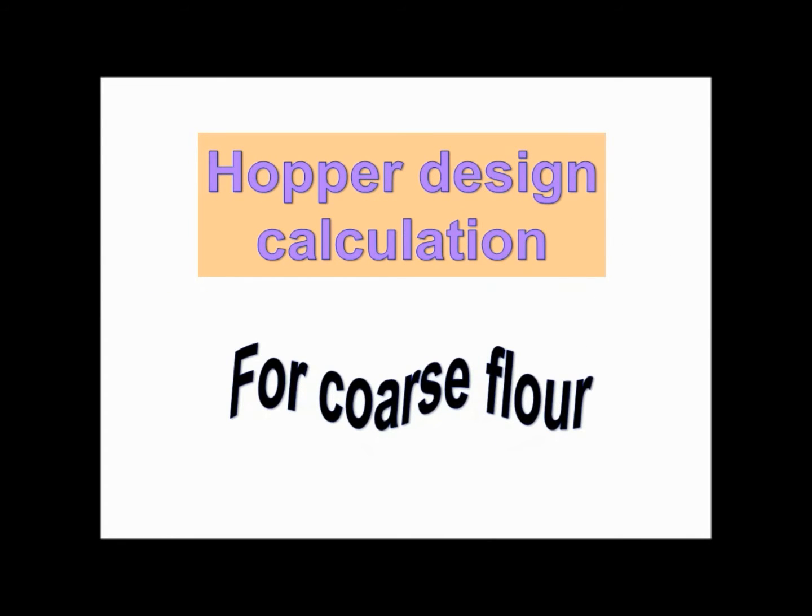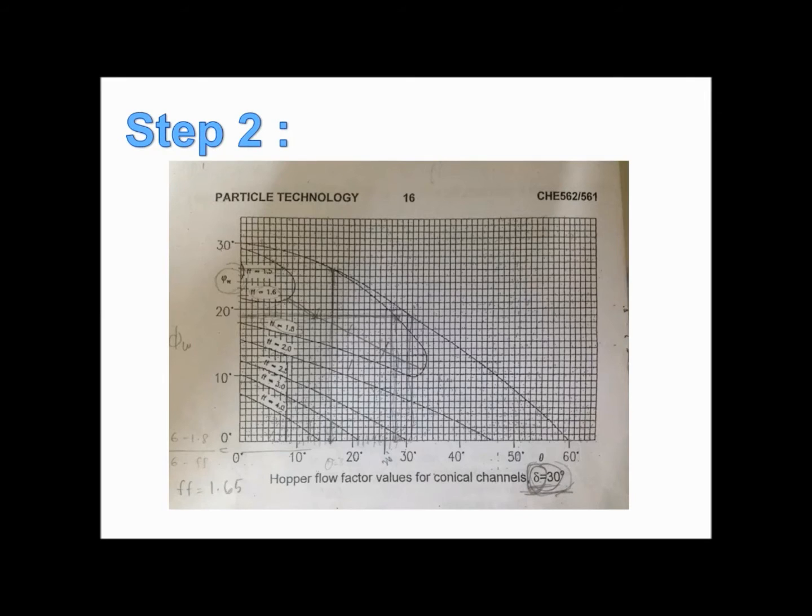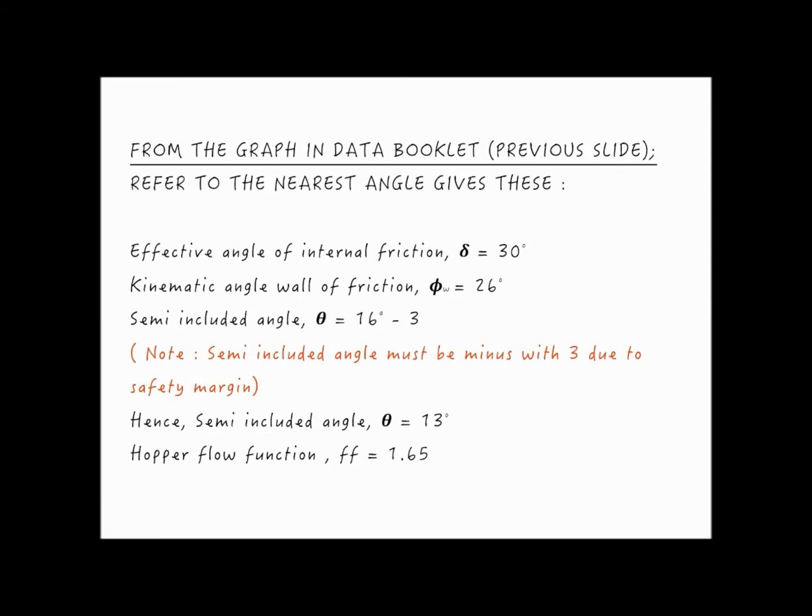Hopper design calculation for coarse flour. Step 1. Read a journal and get all the important data such as bulk density of coarse flour, diameter of coarse flour, effective angle of internal friction, and kinematic wall friction angle. Step 2. Based on the effective angle of internal friction, which is 30 degrees, and the kinematic angle of wall friction, which is 26 degrees, we can get the semi-included angle, which is 13 degrees, after subtracting 3 degrees of safety margin. Hence, we can read the hopper flow factor FF from the graph, which is 1.65.